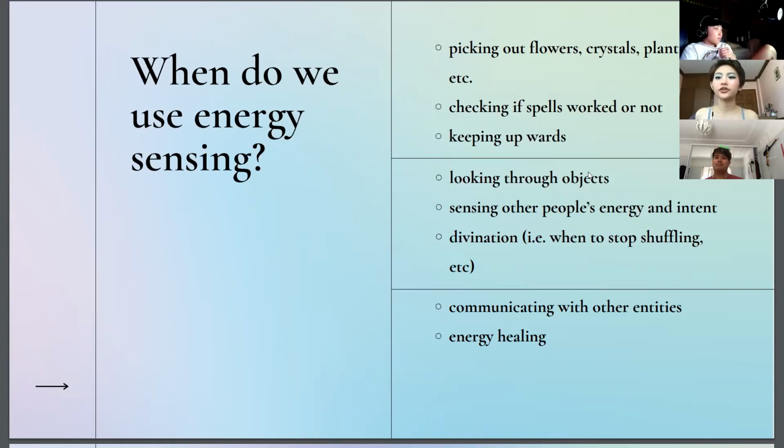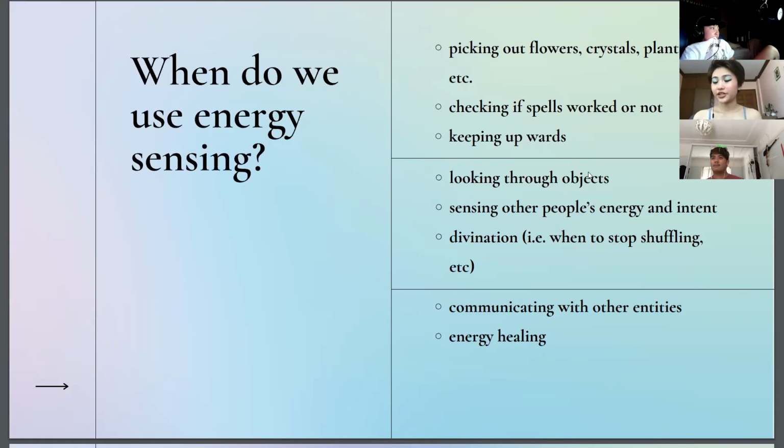For example, picking out a stick from a tree, you have to ask for permission first. But how will you know if the tree will allow you to pick a leaf or pick a branch? This is done by energy sensing. When you release your energy and then get the energy back, that's getting the response back. That's energy sensing and getting a response from the tree itself. So you can use energy sensing in picking out flowers and crystals, etc.